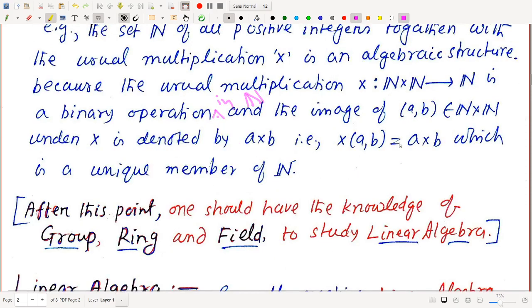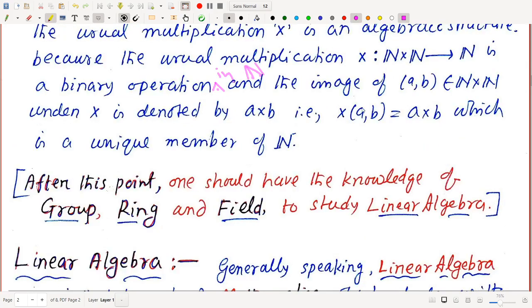And the image of the ordered pair (a, b) belonging to N cross N under this operation cross, the function, is denoted by a into b. We read it a into b or a cross b, that is cross (a, b). Instead of f(a, b), it is cross (a, b), which is a cross b, a unique member of N. A definite number: the product of two natural numbers, the product of two positive integers, is a unique positive integer.